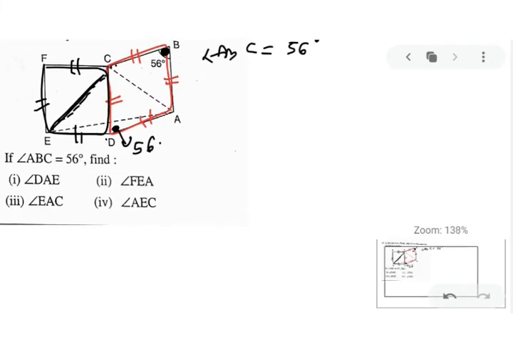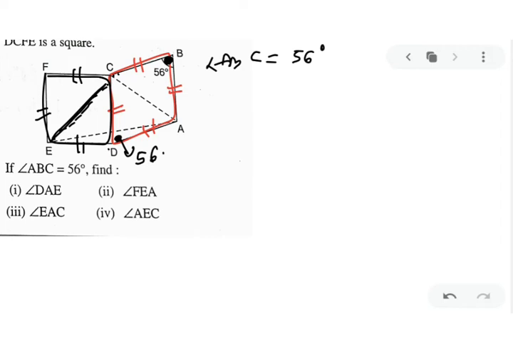DCEF is a square. That means all these sides are equal. Further it says you have ABC given as 56 and you have to find the remaining angles like DAE and so on. What we will be doing is, let's join CE. So I'll join the CE. I'll just zoom this.